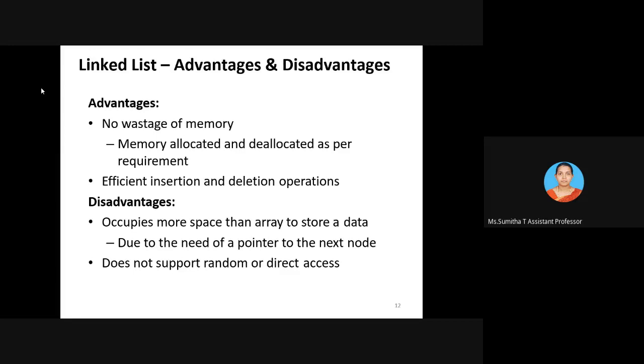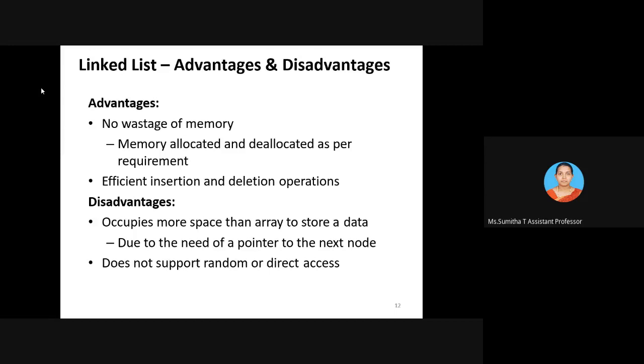Okay. And the disadvantage, what is the disadvantage? It occupies more space than array to store data. Why? It needs to store the pointer value. We are using the pointer data type to store the address of the next node, so it takes more memory space, and it does not support random or direct access.